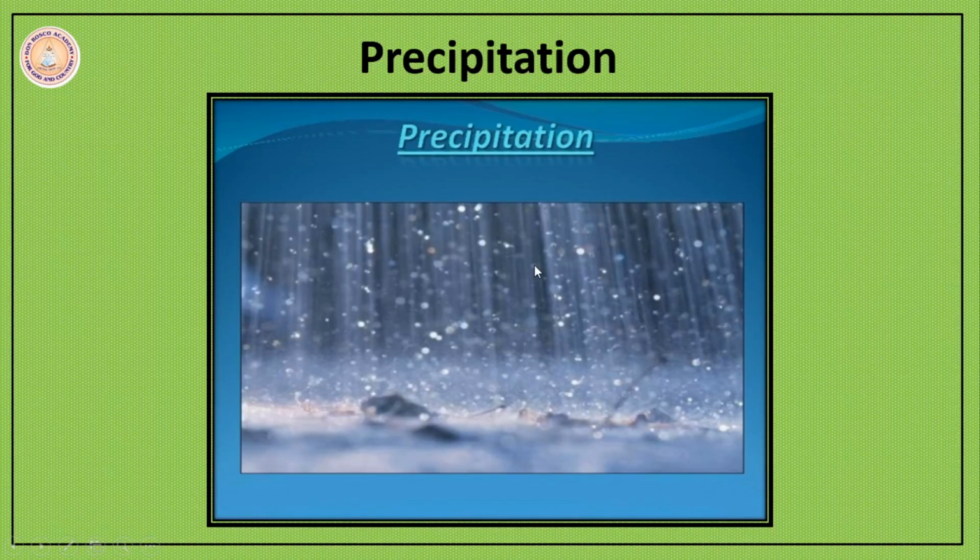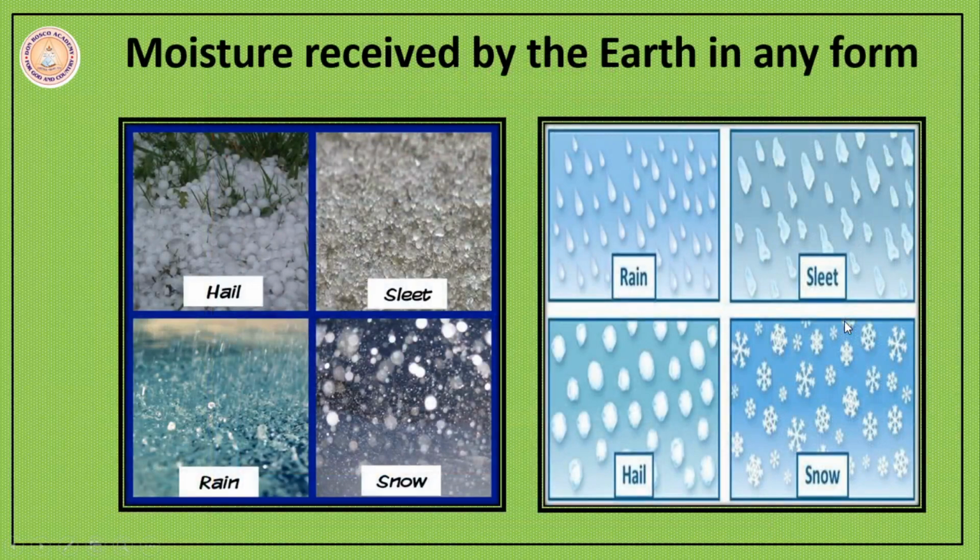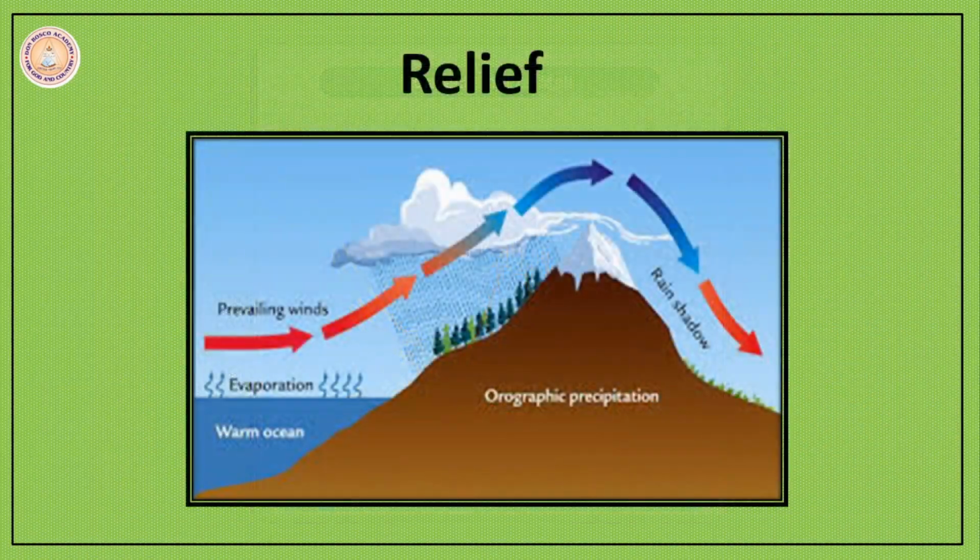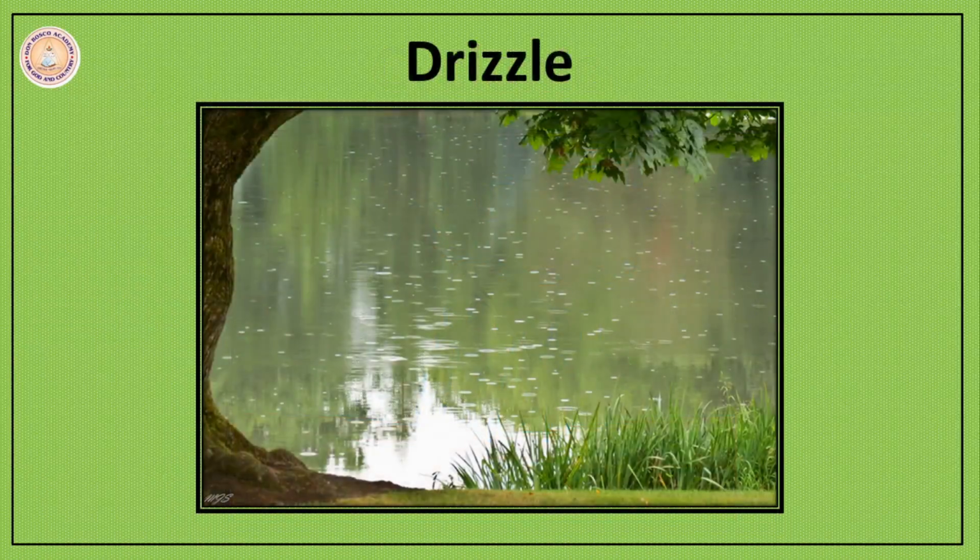So, rainfall. What is rainfall? When the condensed water vapor in the clouds falls down in the form of water drops, it is known as rain. When the drops of rain are very small, they are known as a drizzle. So when the rainfall is very, very slow and it consists of very tiny droplets, it is known as a drizzle. So these are the basic five types of precipitation. Let us now learn in detail about these different types of precipitation.